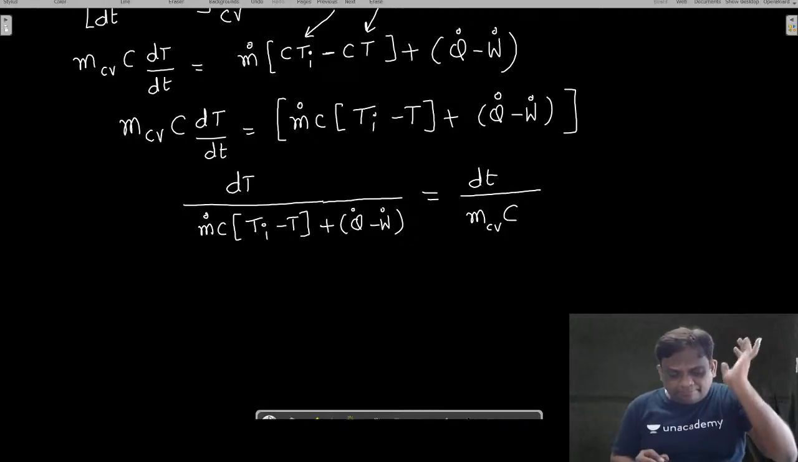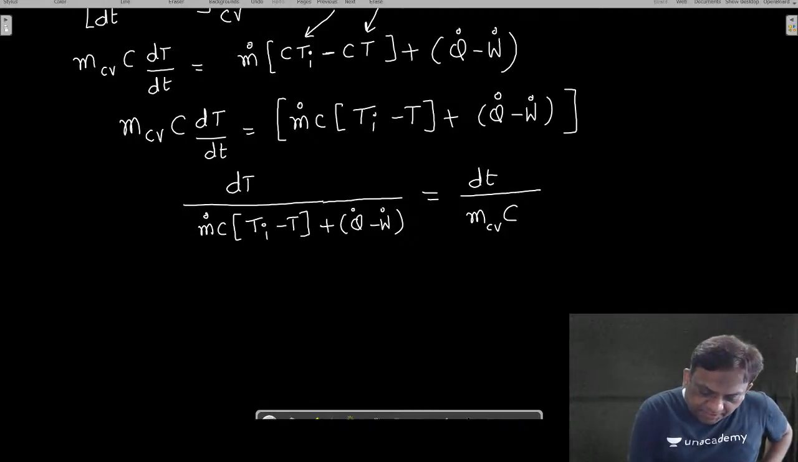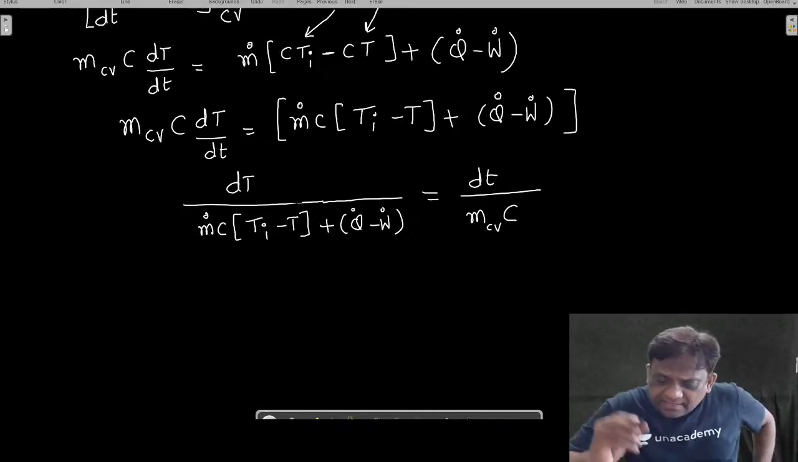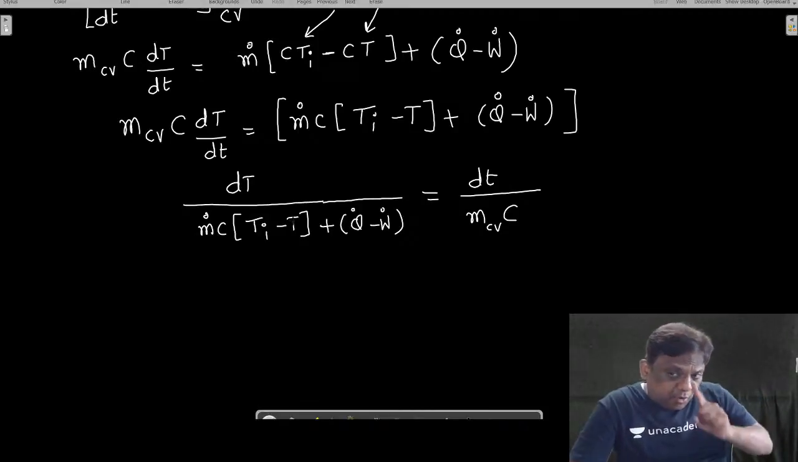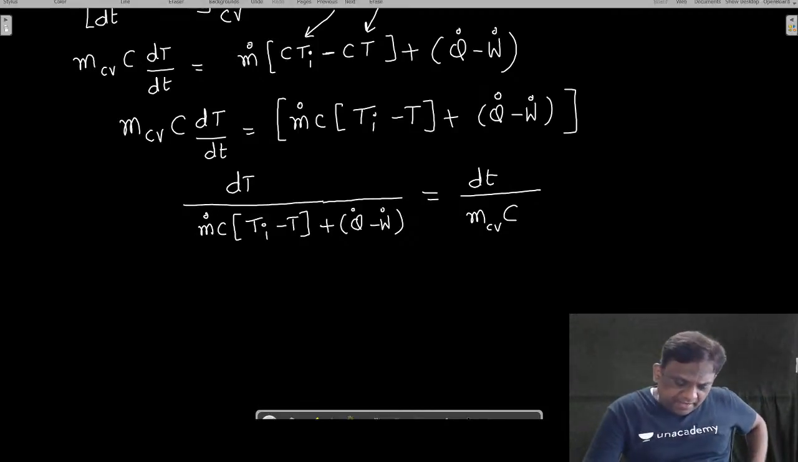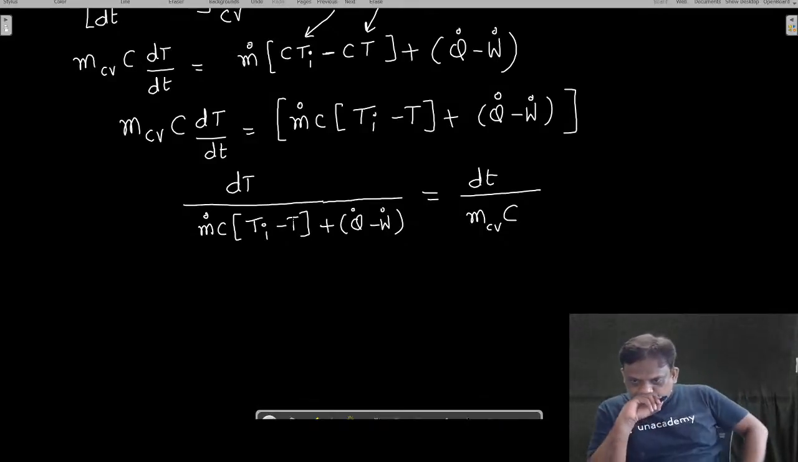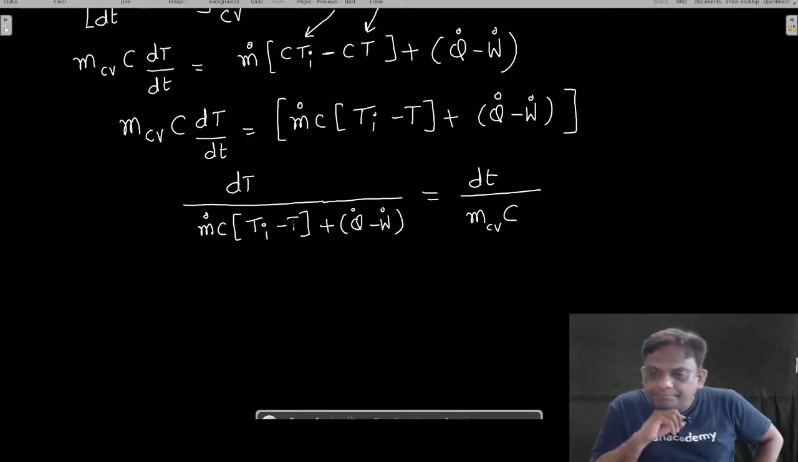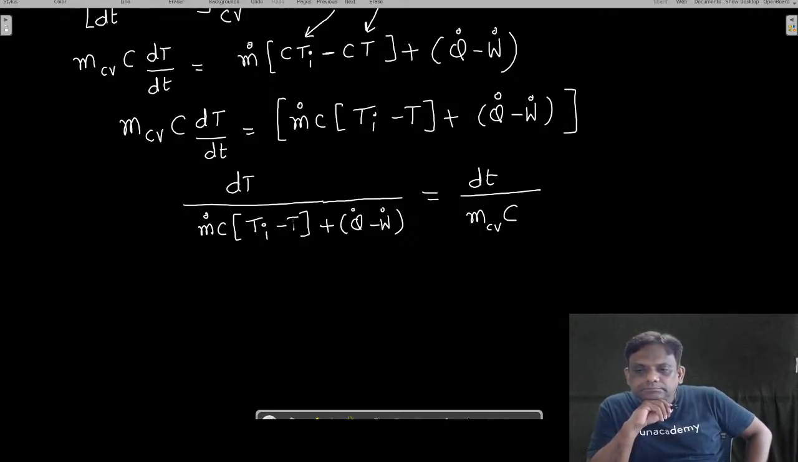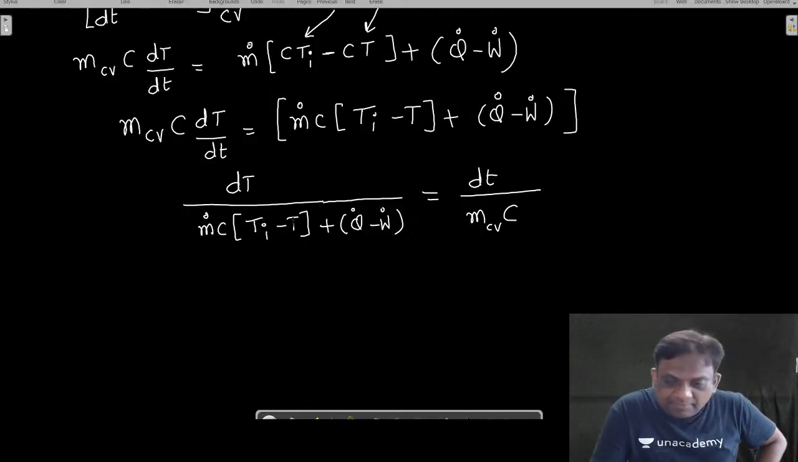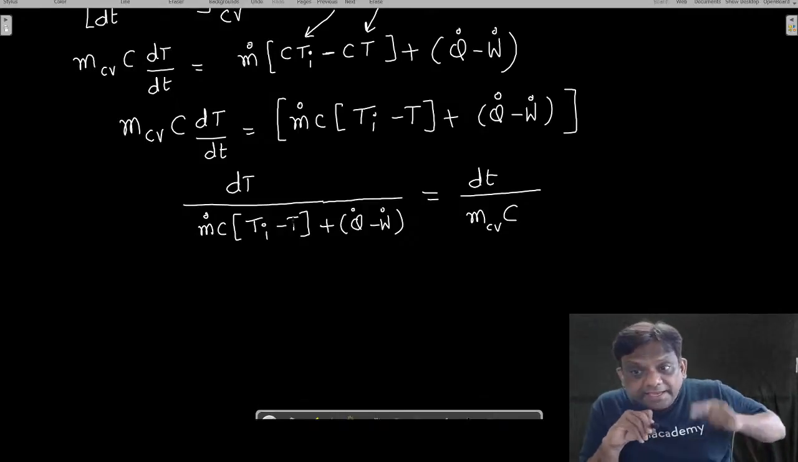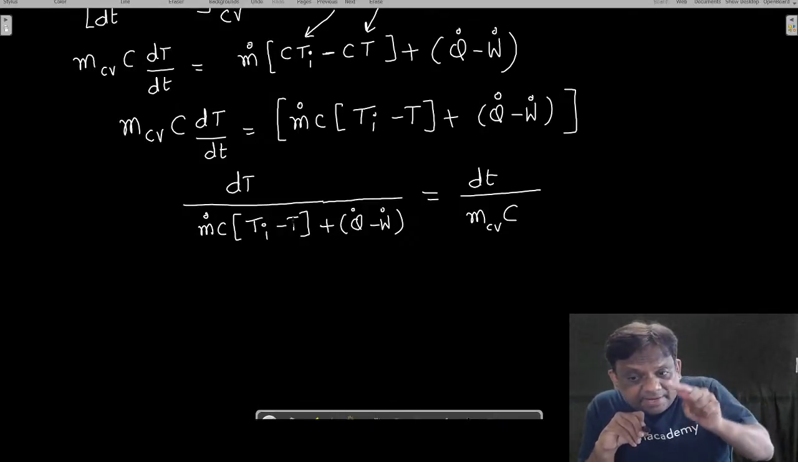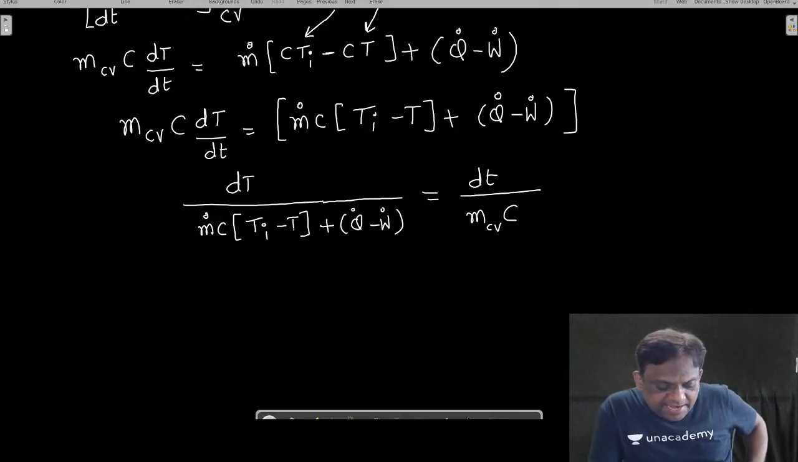Now we'll do one thing. Here the temperature is T. Can anyone in the class tell what this T is? If you answer, I will give you a chocolate. Can anyone tell what this capital T is? Come on, say it, what is this capital T? It is the exit temperature at any time T.